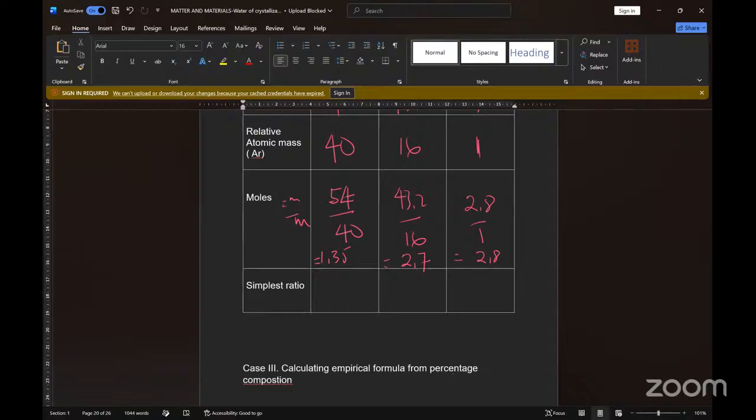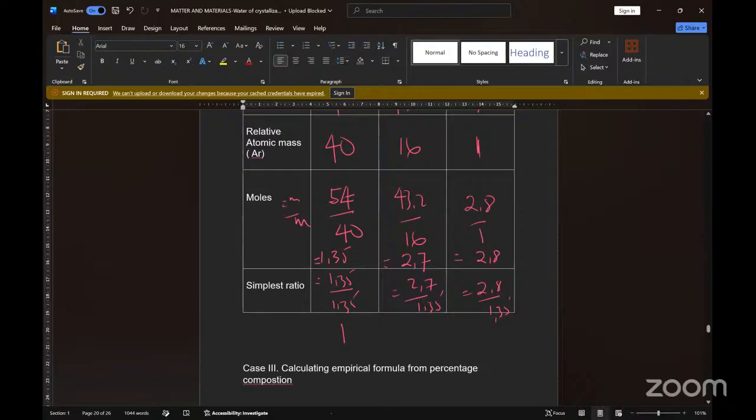We identify the smallest value among them. This is the smallest. So we divide through by this number. So for this one, we're going to have 1.35 divided by 1.35. Then here we're going to have 2.7 divided by 1.35. And here we're going to have 2.8 divided by 1.35. So this is obviously 1 because anything divided by itself is 1. Then with respect to this, we use our calculators. 2.7 divided by 1.35.